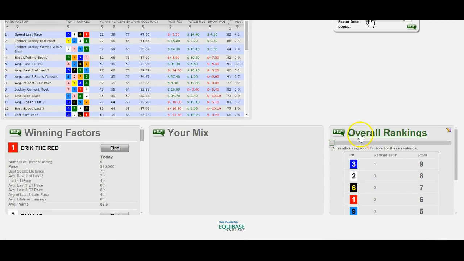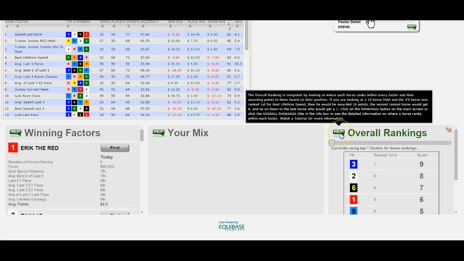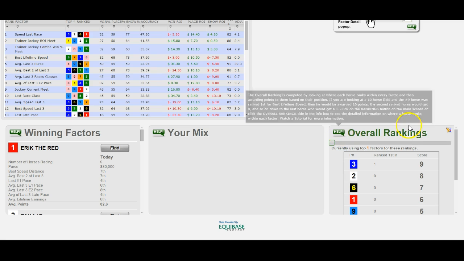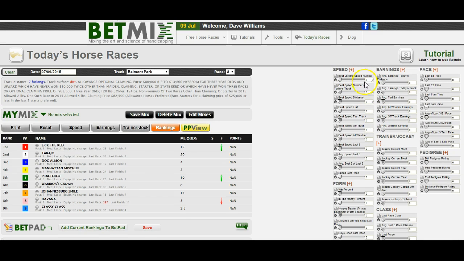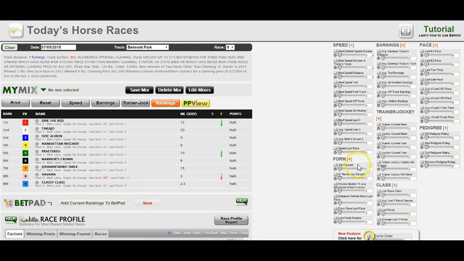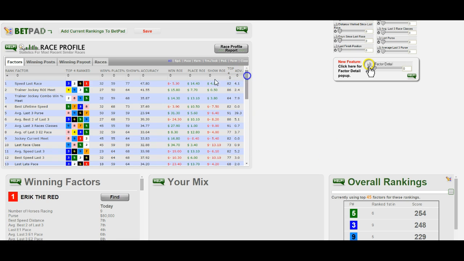In the bottom right hand corner, you see overall rankings. There's a little help button you can mouse over, and that talks about it a little bit. But by default, the overall rankings are set at 45. And what that means is we have 45 factors in Betmix across all these different categories. We have them all ranked over here in the race profile stats.